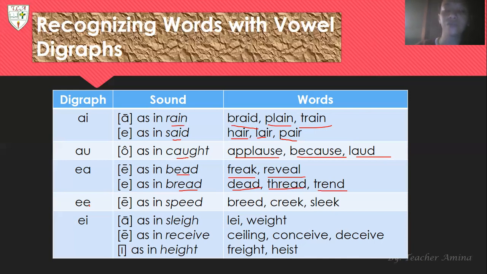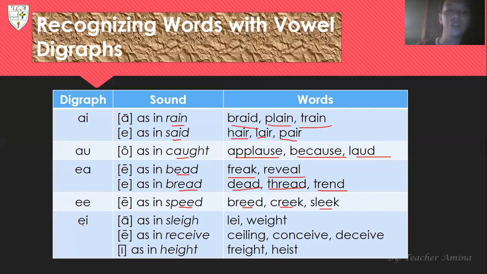Another digraph is the double E. It has the long E sound as in speed. Some examples are breathe, creak, and sleek.